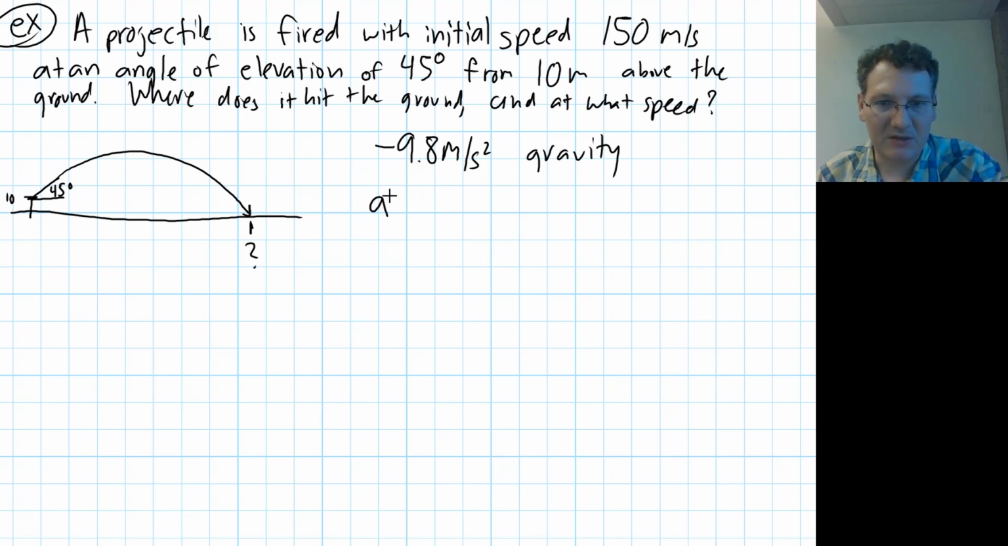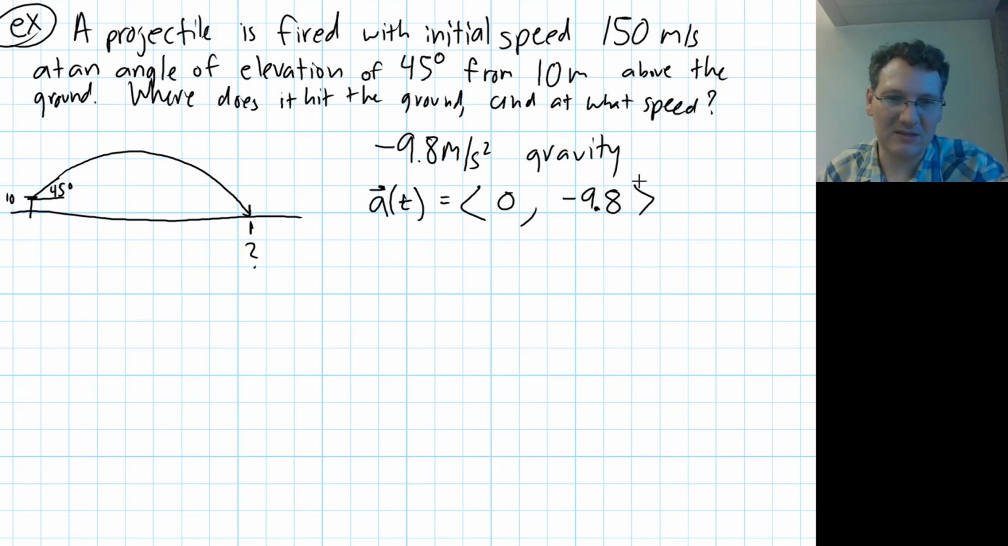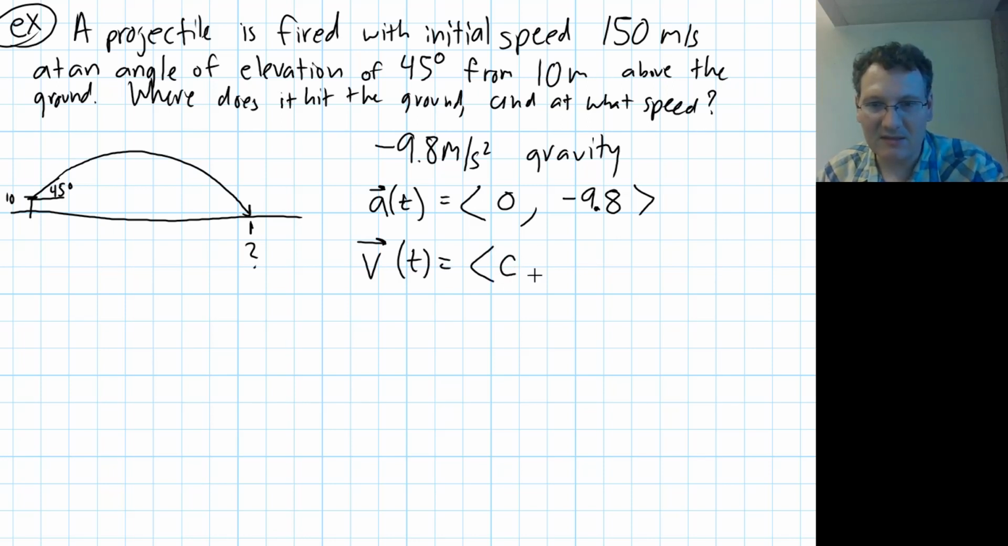So the acceleration vector at any given time is going to be 0 horizontally and negative 9.8 vertically. So we only have two directions in this. We only have a two-dimensional kind of example here. The velocity at time t is going to be some constant 1 for the first component, minus 9.8 t plus some second constant.